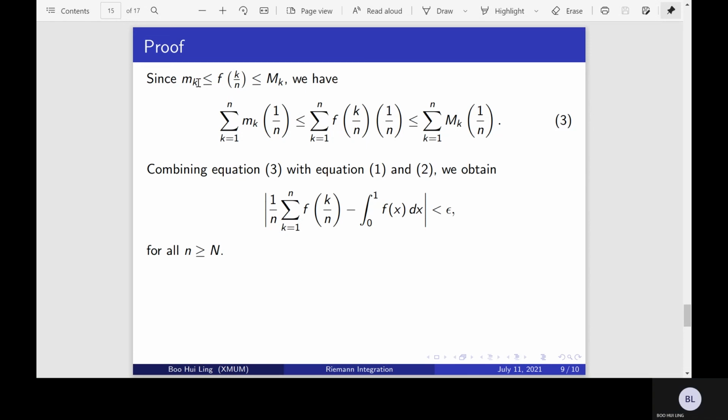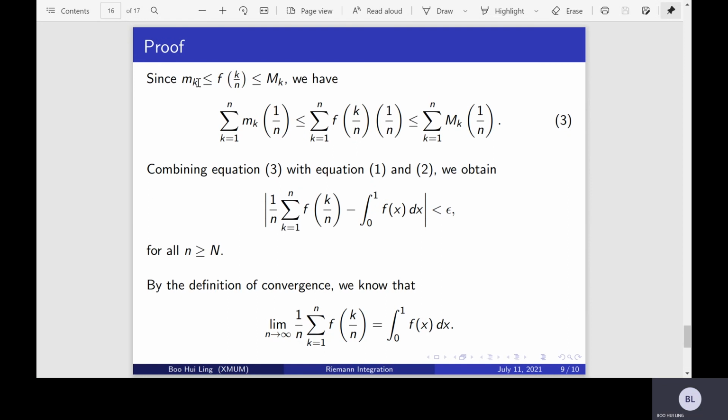By combining equation 3 with equations 1 and 2, we obtain that the absolute value of the difference between 1 over n times the summation from k equal 1 to n of f(k/n), and the integral of f from 0 to 1, is less than epsilon for all n greater than or equal to big N. So by using the definition of convergence, we know that the limit as n goes to infinity of 1 over n multiplied with the summation of k equal 1 to n of f(k/n) is equal to the integral of f(x) from 0 to 1. And we finally prove that the statement is true.